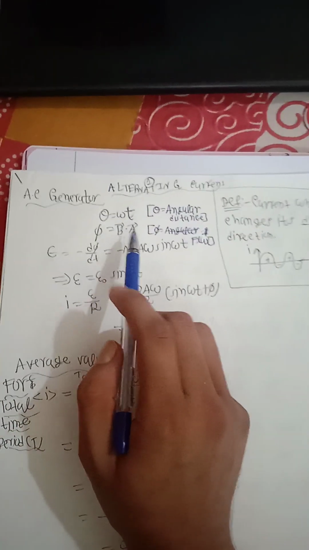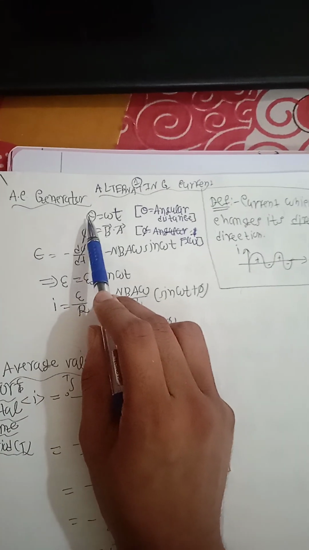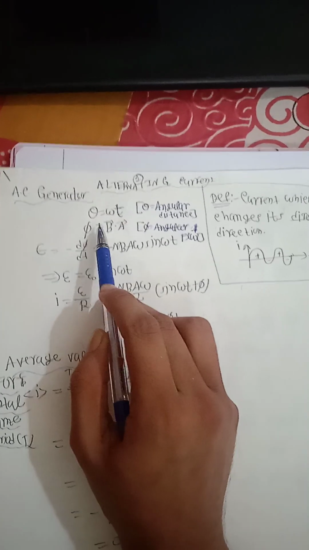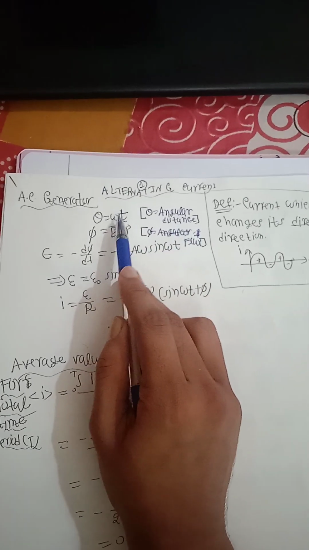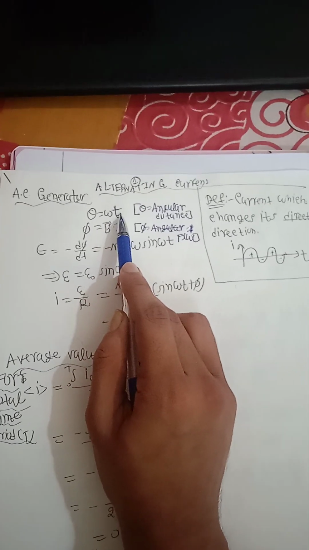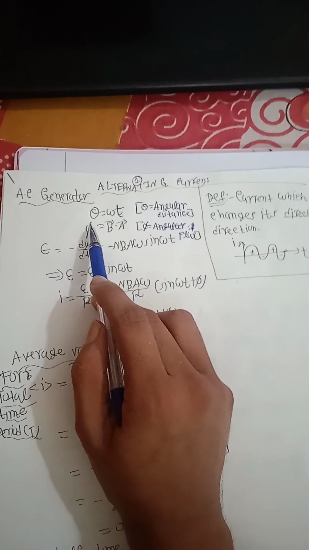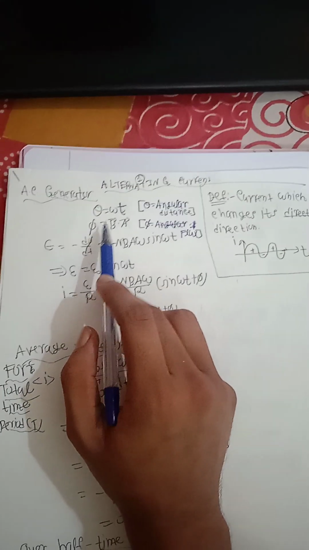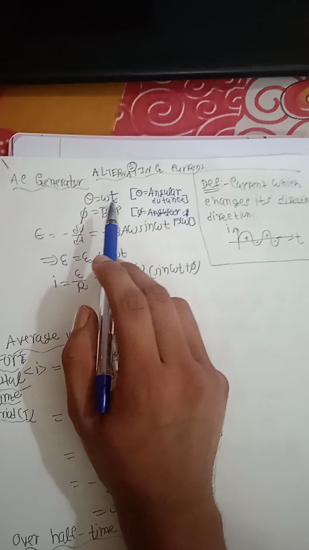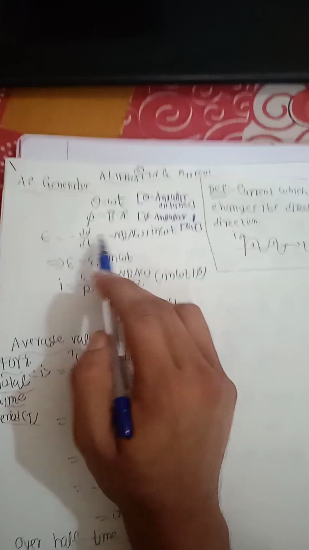Here there are some formulas which you should know for your exams. First formula is theta equals omega t. Here theta is angular distance, omega is the angular velocity, and small t is the time. Next formula is phi equals B vector dot A vector. Phi is flux, B is the magnetic field, and A is the area vector.